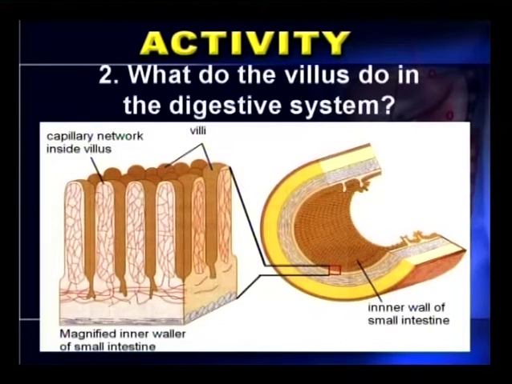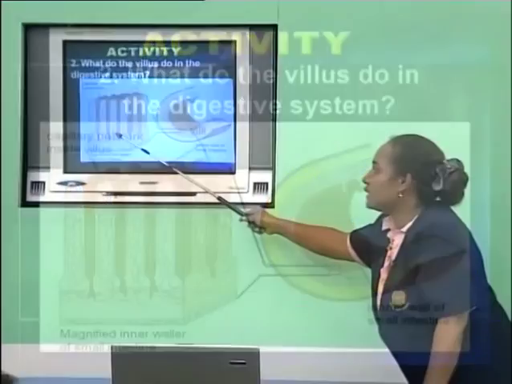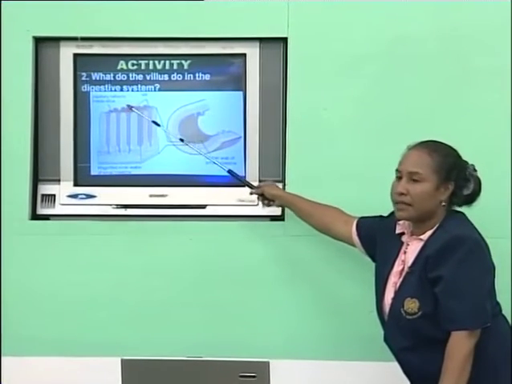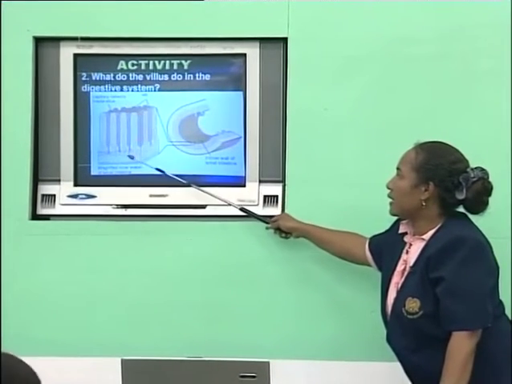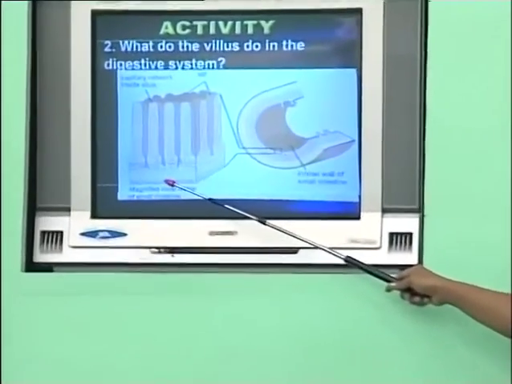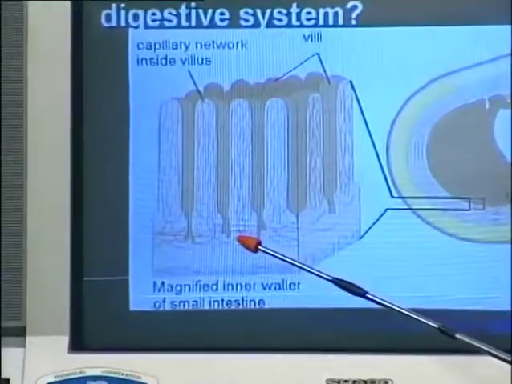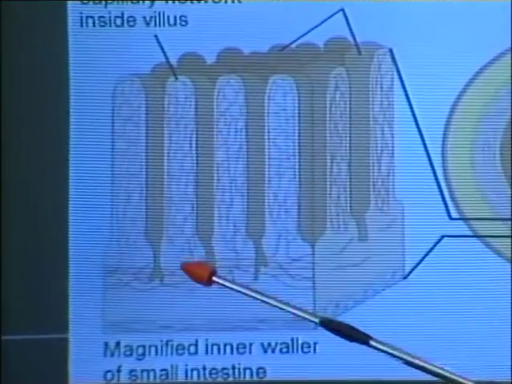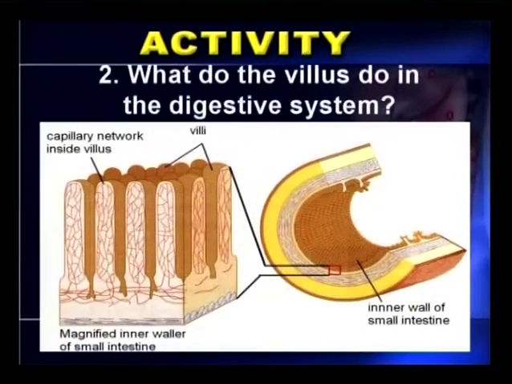Remember, one thing that I missed out, these little ropes here that you can see represent the blood streams. The more scientific word you would see is the capillary network inside the villus. But in simple form, we'll just say these are blood streams. Right, so what do you think the villi do in the digestive system?